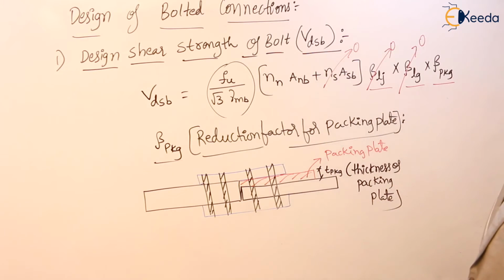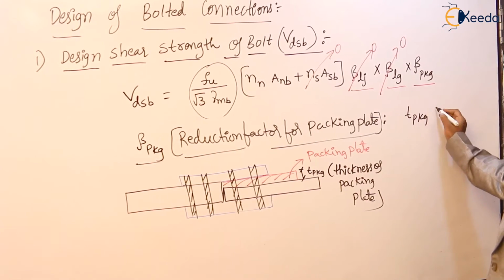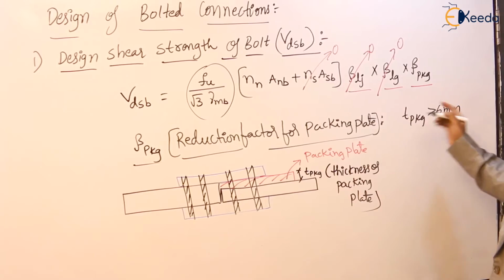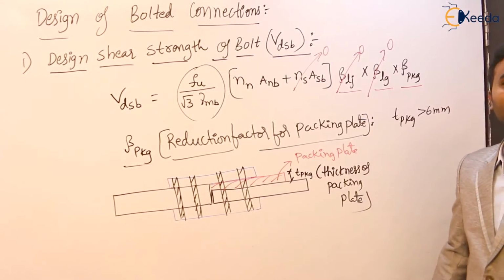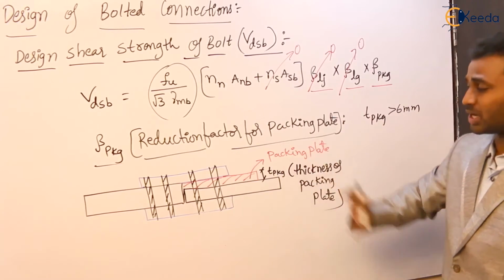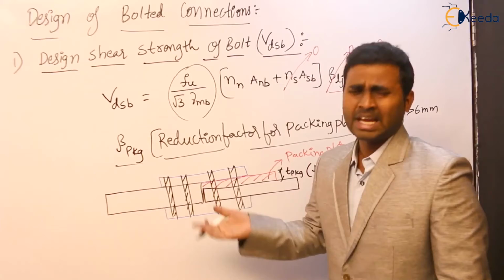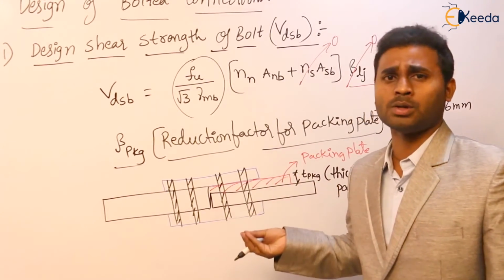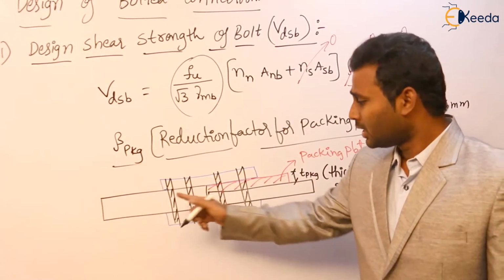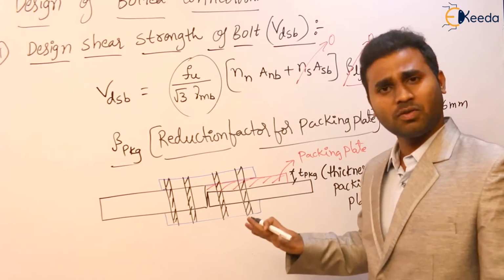Thickness of packing plate. Now, if this thickness of packing plate is greater than 6 mm, then we have to consider this reduction factor for packing plate. So it means if the packing plate thickness is less than 6 mm, then no need to consider this. Agree or not? Again, as I said, this is my design, my rule. So I always ensure that this thickness of packing plate comes out to be less than 6 mm, or else one thing I will do.